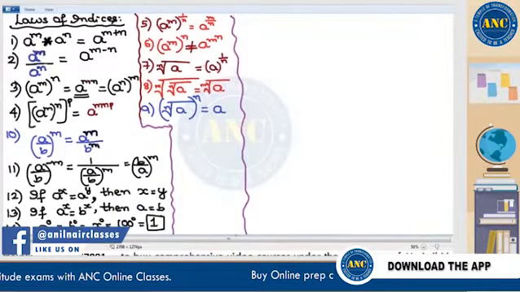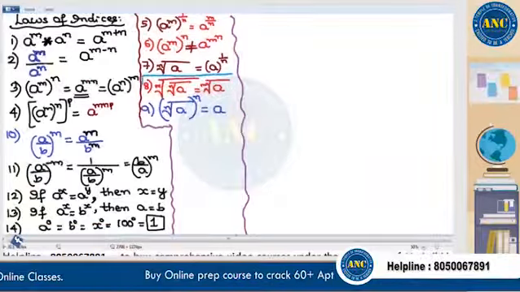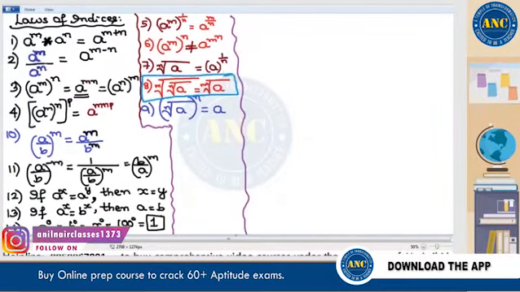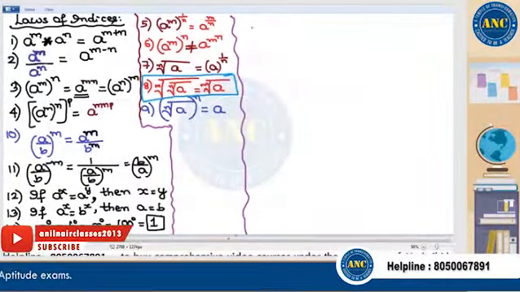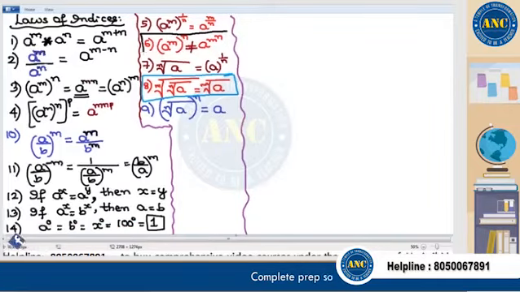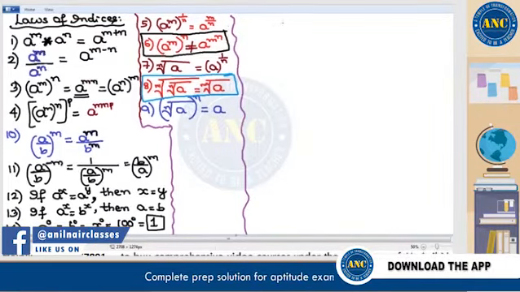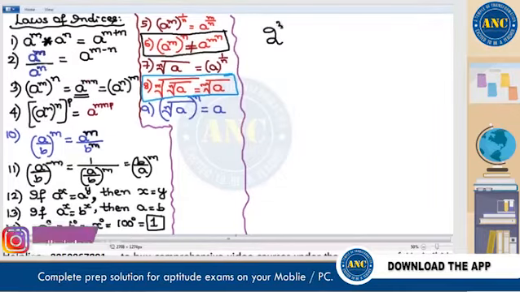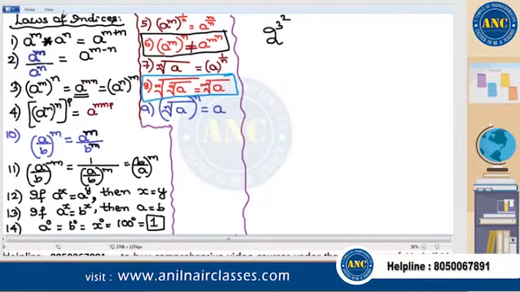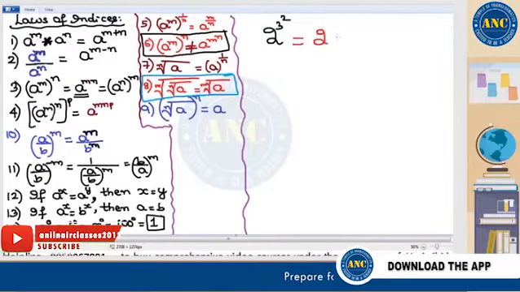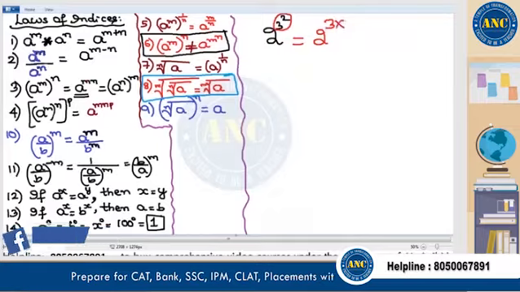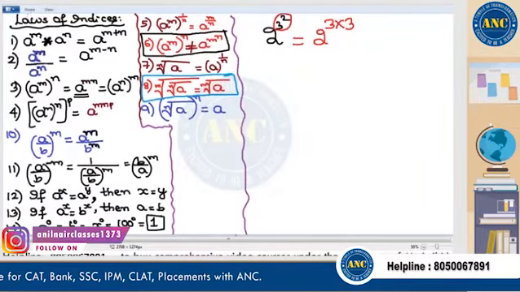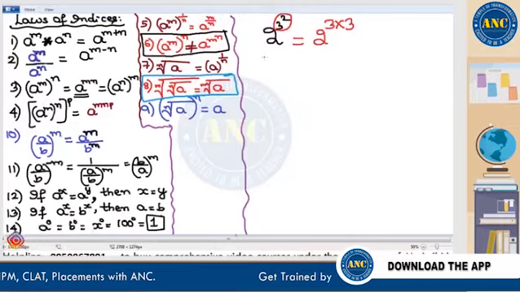This is a very, very important notation. The 8th one: mth root of nth root of a is nothing but mnth root of a. Now suppose I take the 6th notation, 2 power 3 power 2. What is the meaning of 2 power 3 power 2? It is 2 power 3 square. 3 square can be written as 3 into 3. So 2 power 3 power 2 is basically 2 power 3 into 3.